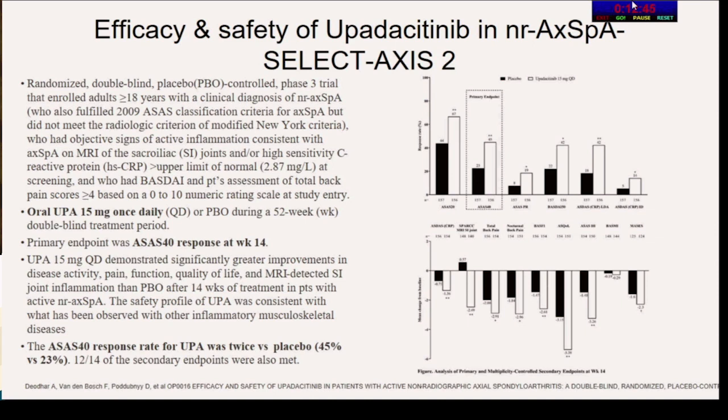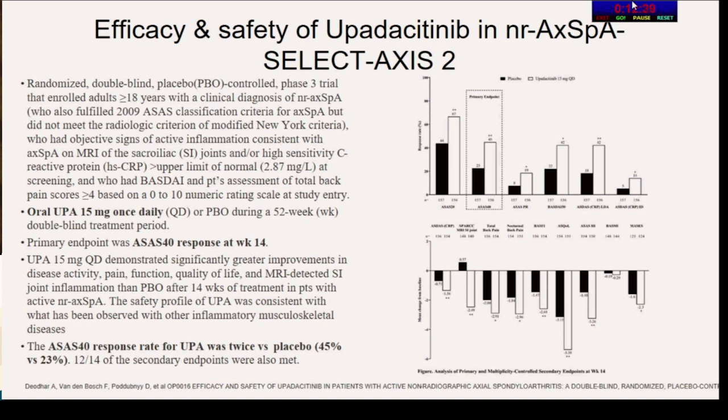It was a randomized, double-blind, placebo-controlled phase 3 trial. Adult patients with active non-radiographic axSpA were randomized to upadacitinib 15 mg once daily or placebo, with the primary endpoint of ASAS 40 at week 14.